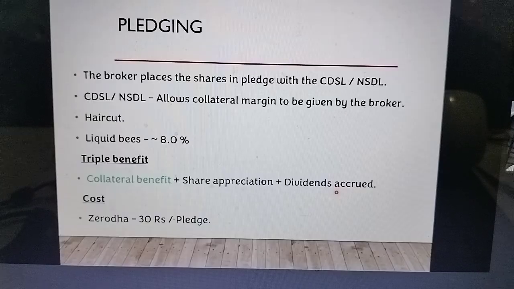Previously, what used to happen? The pledged shares used to remain with the broker. So there was a risk there. These days, the onus is on the CDSL or NSDL to keep our pledged shares in a separate account. The broker has no right over the shares.